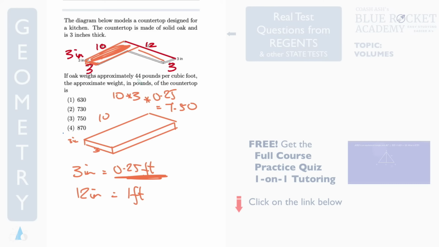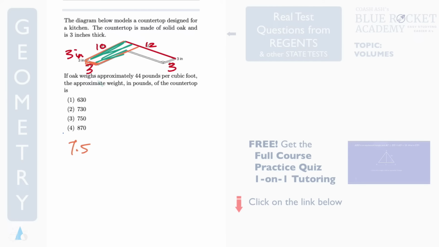Now let's look at this other part. The volume of the first part is 7.5. Now let's look at this part over here. It's not going to be 12 anymore. Remember that this part is 12, but you cut out this part, right? So this part is going to be 12 minus 3, which is just 9.